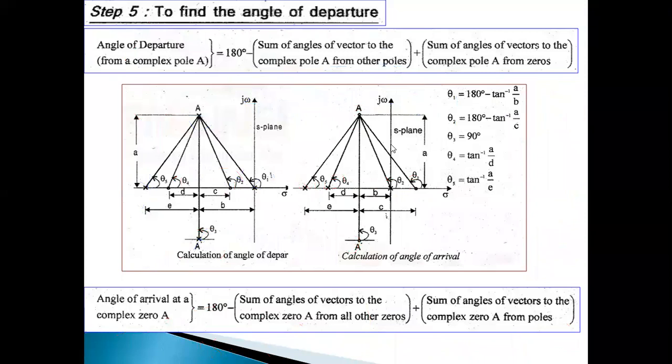If you have any doubts, you can ask regarding angle of departures and angle of arrivals. This is very important. In most cases, if it is given for 14 marks, definitely you have to calculate. Otherwise, if there are no complex poles present in the transfer function, no need to calculate this part. We can simply eliminate step 5.